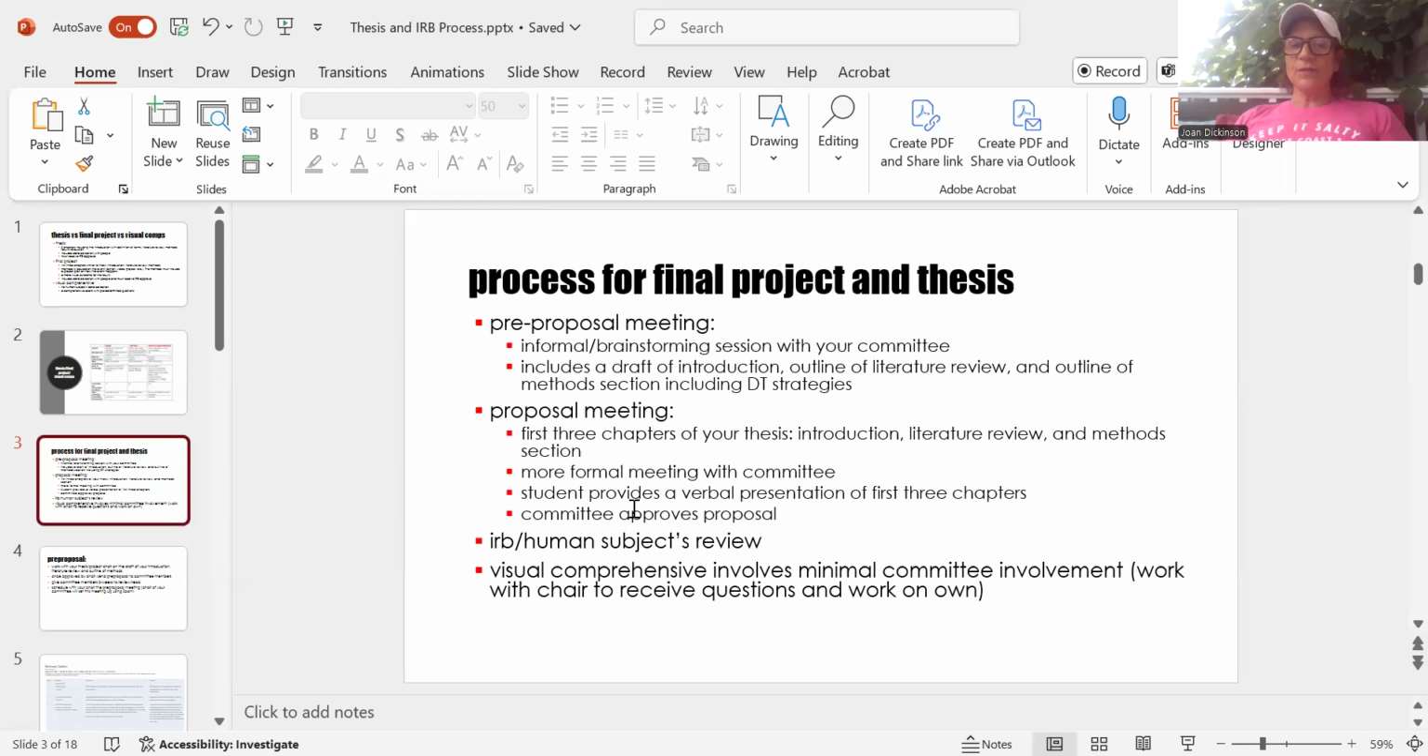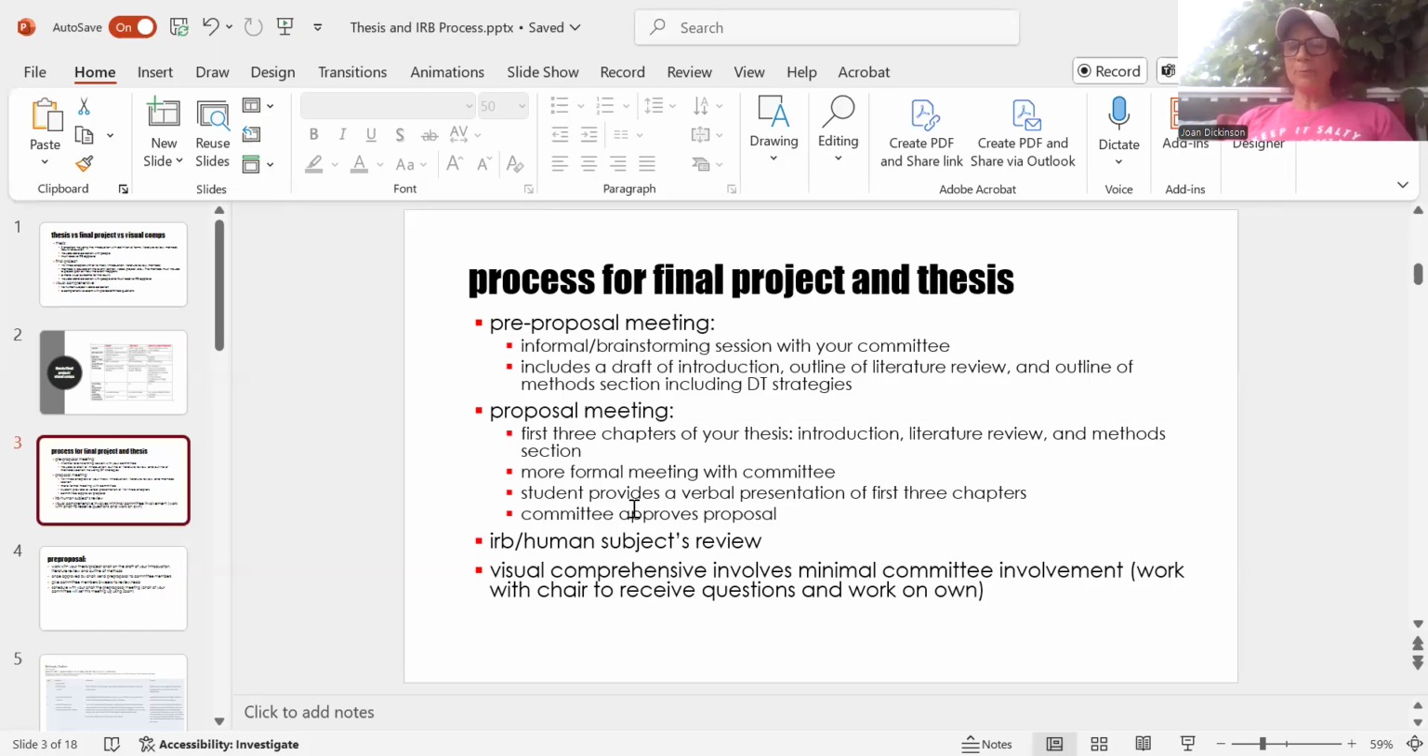For the final project and the thesis, what you'll do is you will have a pre-proposal meeting. That's the first meeting you have with your entire committee. But you'll work with your chair, and what you do is you're going to work with your chair on a pre-proposal. The pre-proposal is going to consist of a draft of the introduction, a draft of the literature review, or it could be an outline of the literature review, and an outline or a draft of the methods section, of course, using design thinking strategies. Again, remember, those three sections are fairly similar for the final project and the thesis. There's a little bit of difference in terms of the methods for the two of those.